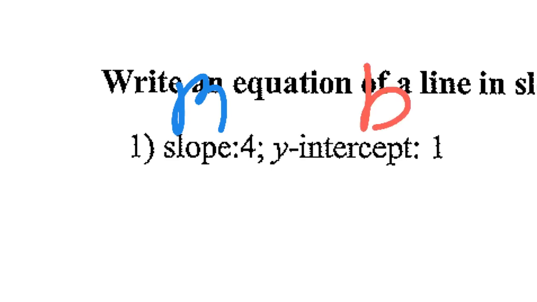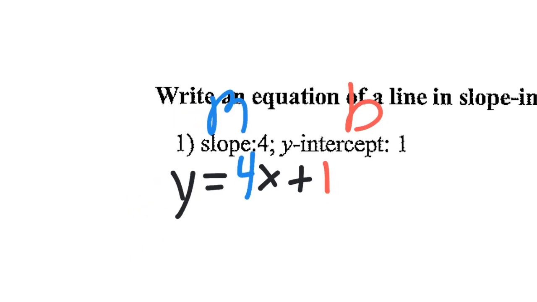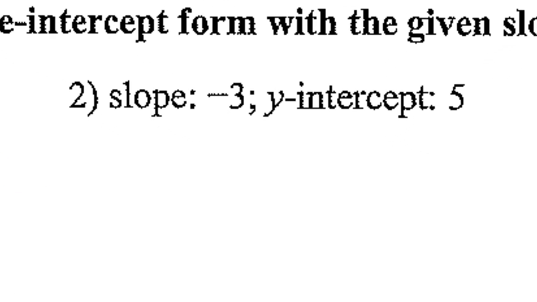Whenever I want to write out an equation, my equation is always going to be y equals mx plus b. So plus 1. On number 2, same thing. So there's our slope. Here's our y-intercept.